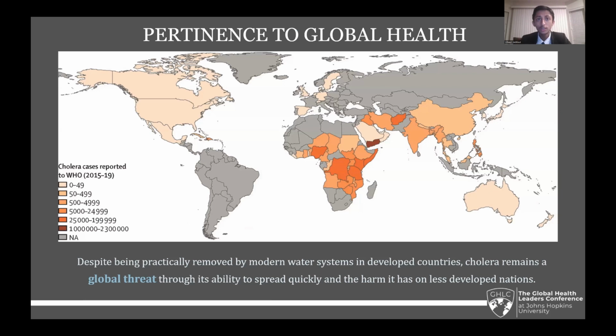Now, let's look at the global effects of the disease. As the map displays, although it is rare in developed areas with adequate sanitation, cholera's immense impact on some countries, its ability to spread quickly, and severe symptoms it can cause make it a pertinent global health issue today. According to the International Journal of Travel Medicine and Global Health, cholera remains a global threat to public health and an indicator of inequity and lack of social development.